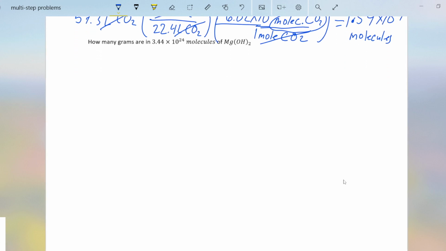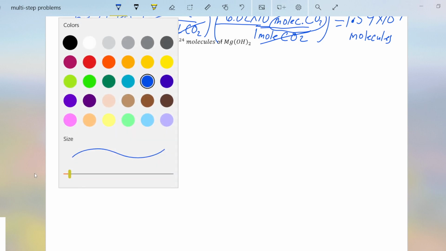All right, so how about how many grams are in 3.44 times 10 to the 24th molecules of MgOH2? Well, this is one of those ones, because it's mentioning grams, we're going to need to convert from grams to moles, and so we will need our conversion factor, which is the molar mass.